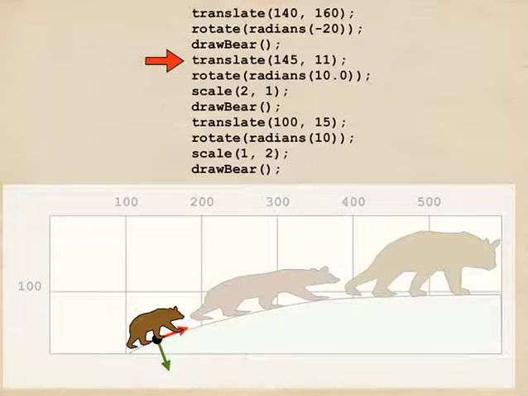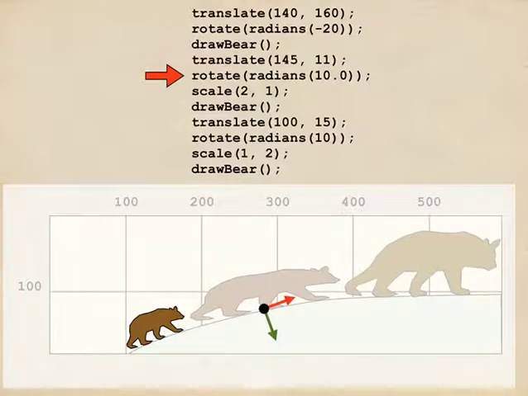Now here we're going to translate along the red arrow and the green arrow. And notice that they've been rotated. So when I translate 145 in the red arrow, I'm going to be moving both to the right and up. And when I move 11 units in the direction of the green arrow, I'm moving down and right. So okay, if we carry out this translation, it puts us right where we want to be underneath the bear.